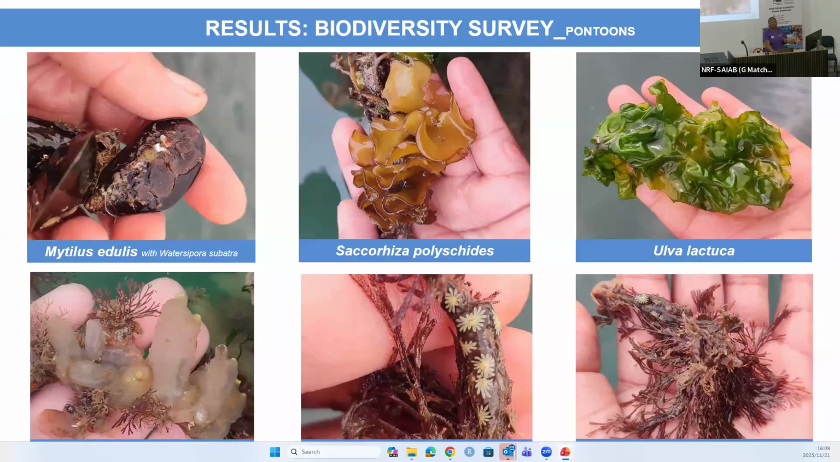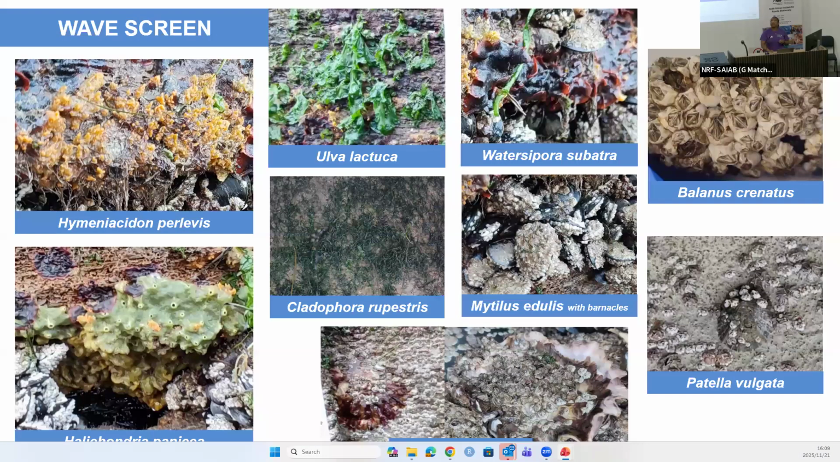And then these are just basic results that I have so far, because I just finished this research in August. When you're looking at pontoons, there's not a lot of biodiversity, but when you're looking at the wave screens, there's more biodiversity compared to the pontoons. And it also comes with a lot of epibiont diversity, as well as mussel size and the density of the mussels.